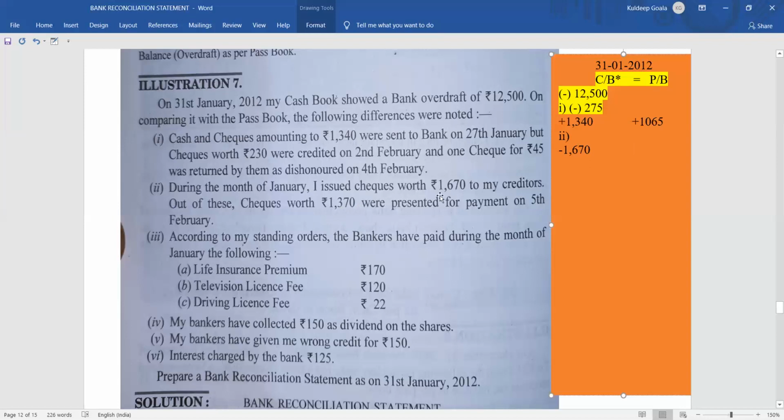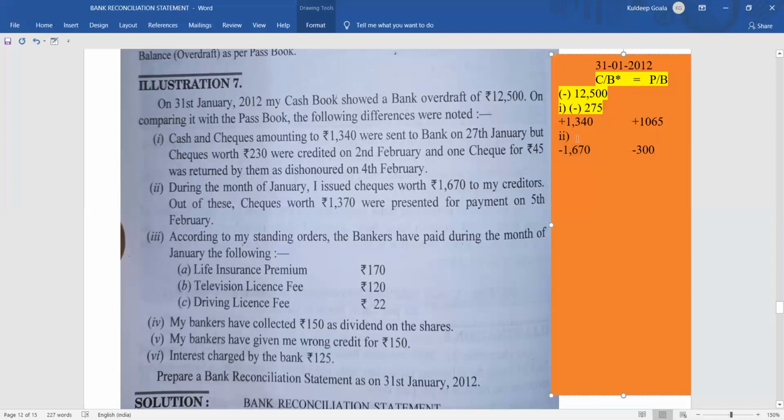So how much was taken? From 1670 you just deduct 1370. So how much has been taken? Only 300 rupees has been taken, right? So now to make both the sides the same, our base is the cash book, isn't it? Now what do we have to do? We have to make this minus 1670 also minus 300. How can we make that? By adding. We know that to decrease a minus item, we have to add something to it.